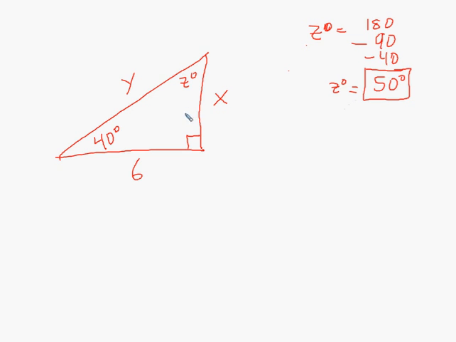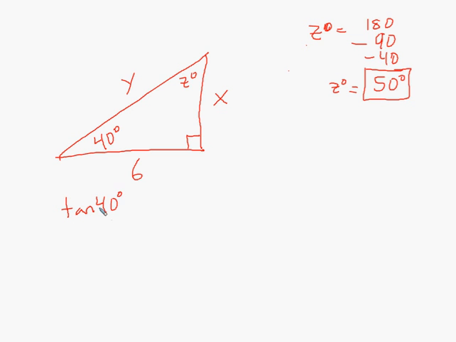Okay, so that one was easy. Now I calculated that, so if I can avoid using that, I will. Let's find x. x is opposite, and this side is adjacent, so I use tangent. Tangent of what?